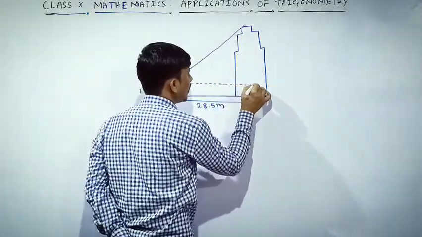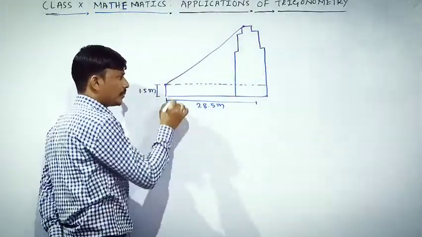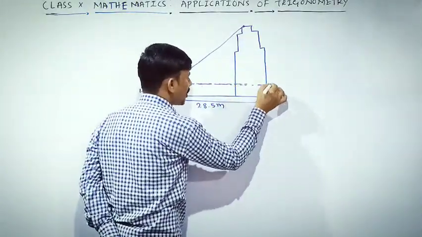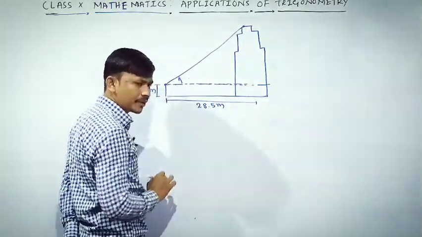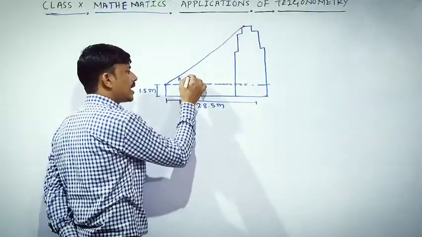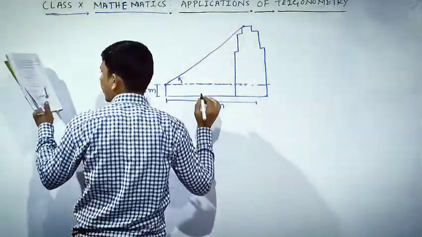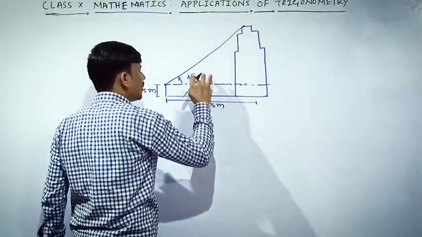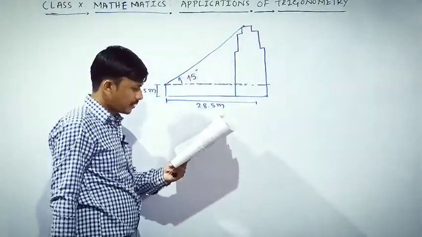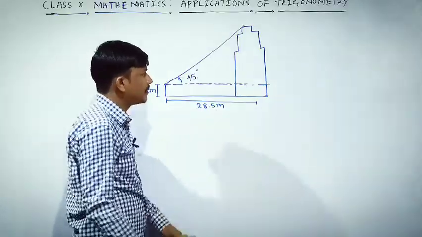This is nothing but what? Horizontal level. Above the horizontal, what will it be? It will be the angle of elevation. If it is below, it becomes the angle of depression. So what is the angle of elevation here? The angle of elevation is 45 degree. Then what we need to find out here, what is the height of the chimney?